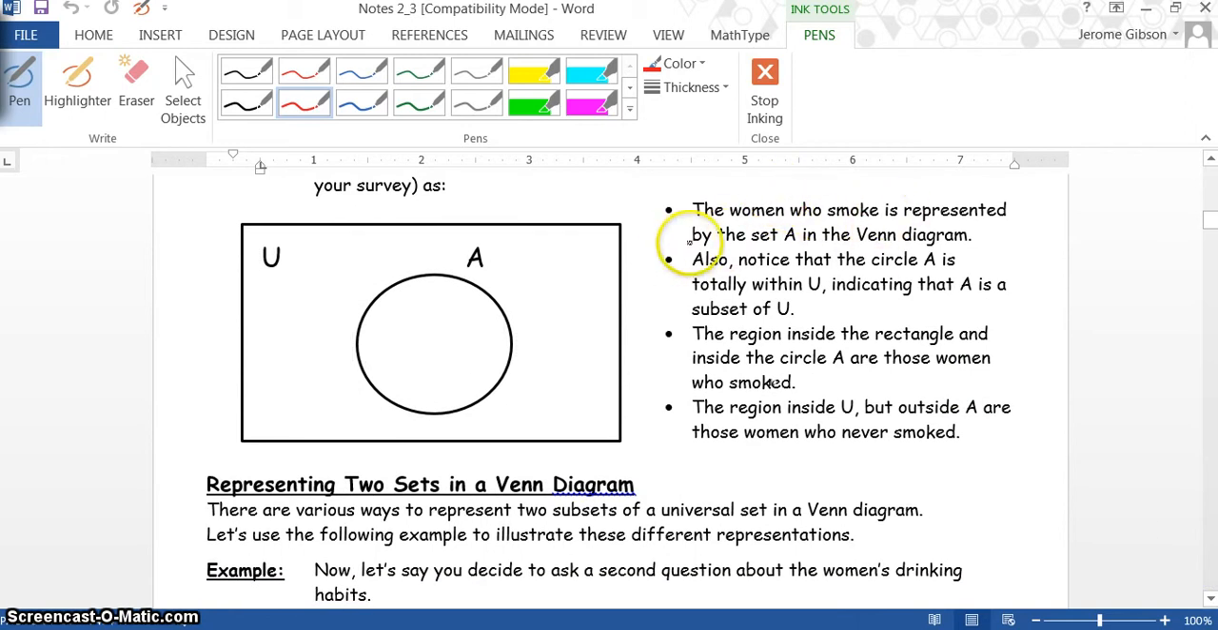The women who smoke are represented by the set A in the Venn diagram. Also notice that the circle A is totally within U, indicating that A is a subset of U. The region inside the rectangle and inside the circle A are those women who smoke. The region inside U but outside A are those women who never smoke.